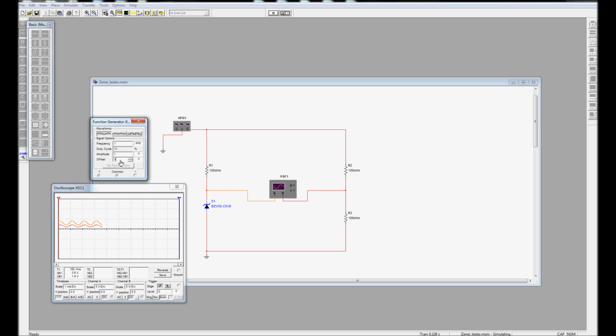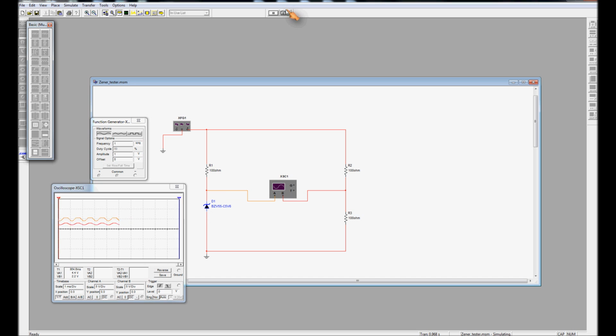Then we're going to start to change the value of the DC level. I'm going to take it up to 5 volts now. And we'll notice immediately that the top waveform, the orange, the top part of the sine wave is flattened off, at about 5.6 volts. That's what the Zener diode does. It breaks down and conducts at 5.6 volts.